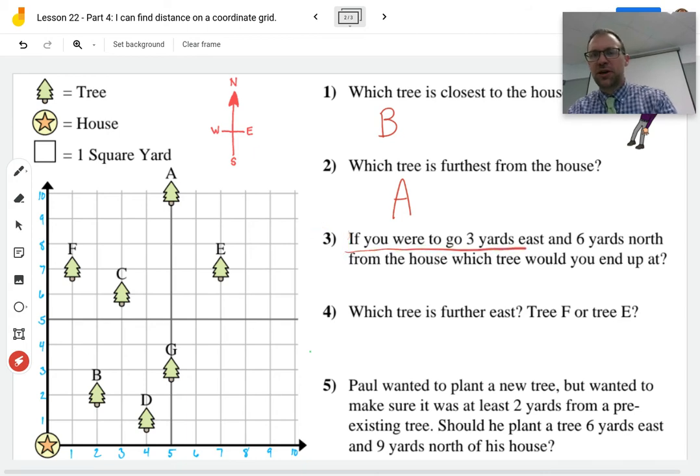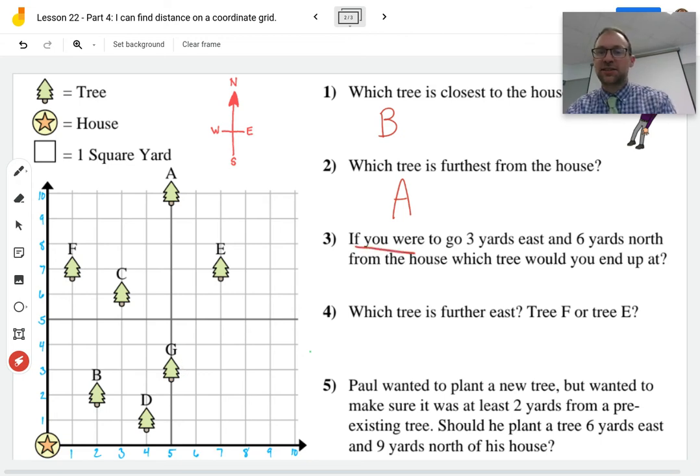If you were to go 3 yards east and 6 yards north from the house, which tree would you end up at? Well, here's something. I've included a compass rose here. Compass rose shows the 4 cardinal directions, right? We have north, which generally on a coordinate grid is up. We have east, which is generally to the right. We have west, which is generally to the left, and south, which is generally down on a coordinate grid.